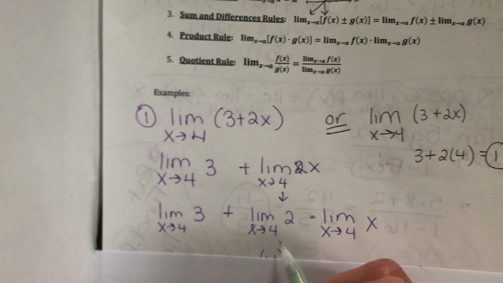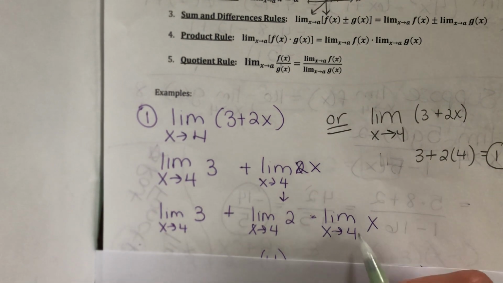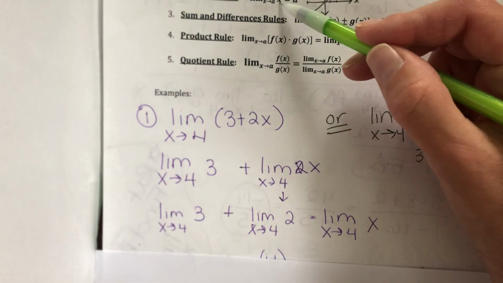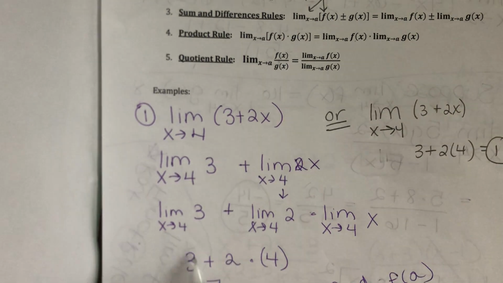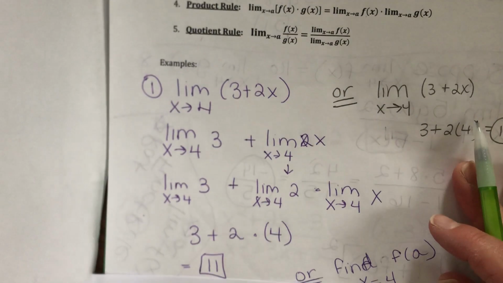The answer will just be 2. And for over here, the limit of x, that brings me back over here. The answer will be a, which is 4. So 3 plus 2 plus 4 is 11.